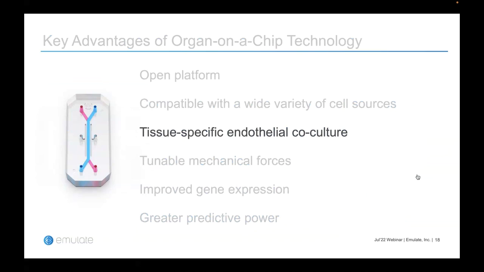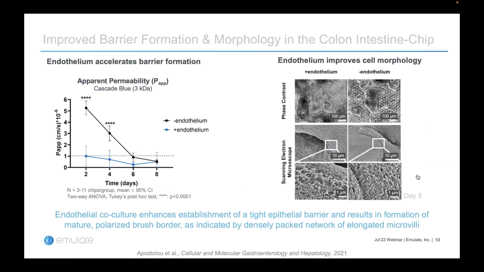So tissue-specific endothelium, and why is this important? I'll give you a couple of examples here with organ models that we've developed here at Emulate. Starting off with our colon intestine chip, which we launched last year. In the colon intestine chip, the epithelial layer is a primary biopsied organoid material, and the endothelial layer is matched colon microvascular endothelial cells. So we do this on purpose to match the cells. We think it's very important to recapitulating that complexity and that crosstalk.